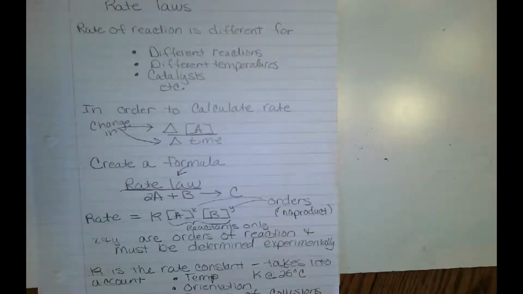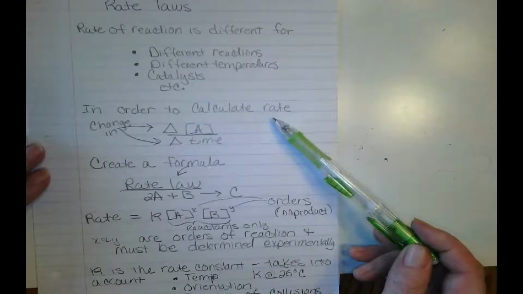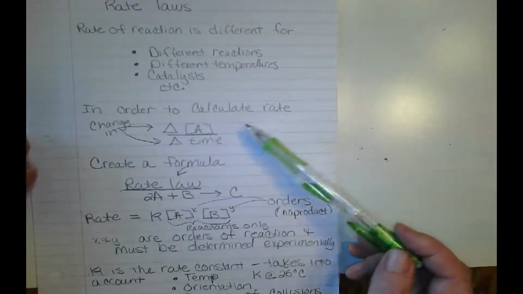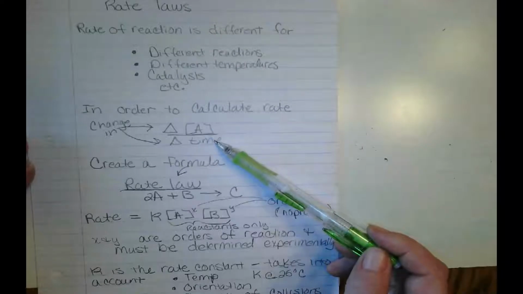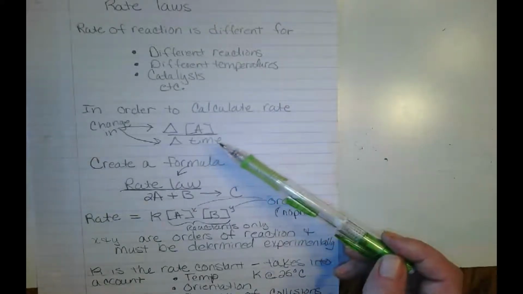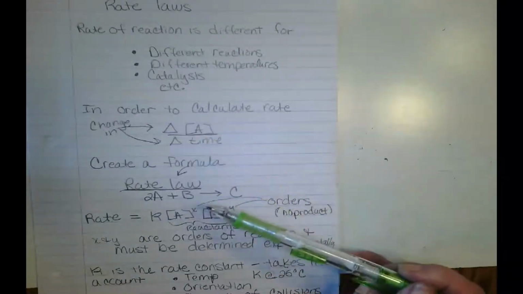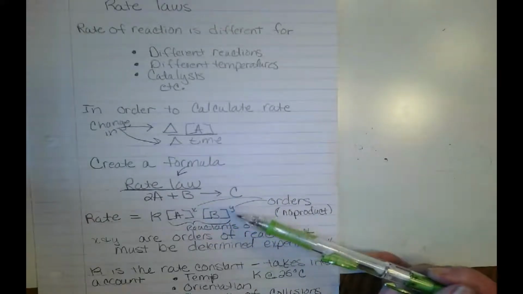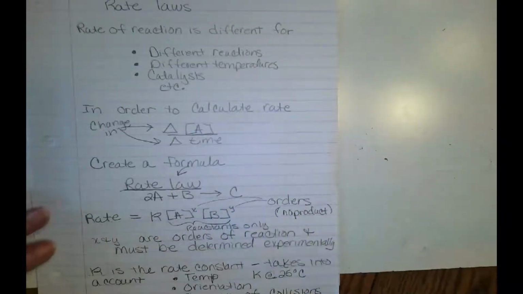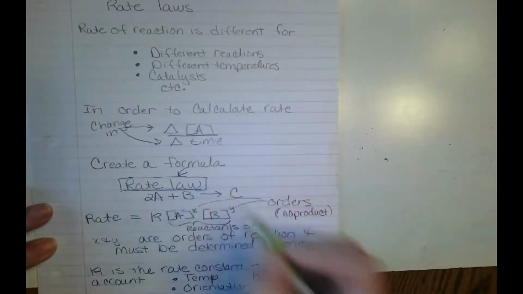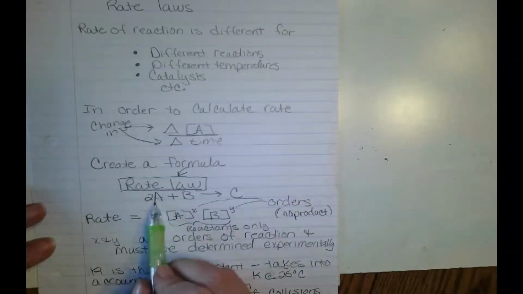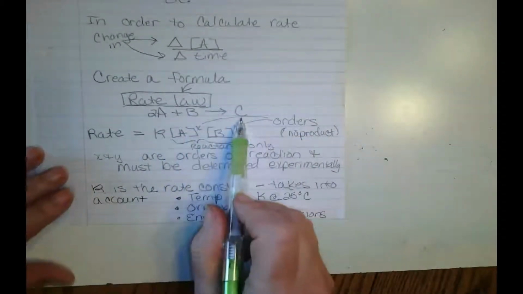And in order to calculate the rate of these different reactions, we need to create a formula for each reaction. We do have a general rate formula, and that's the change in concentration over change in time. But if we want the rate of a specific reaction based on the different concentrations that we can have, we need to write what's called a rate law, and our rate law is the formula that we're going to create. So here's our generic reaction. 2A plus B is going to give us C.